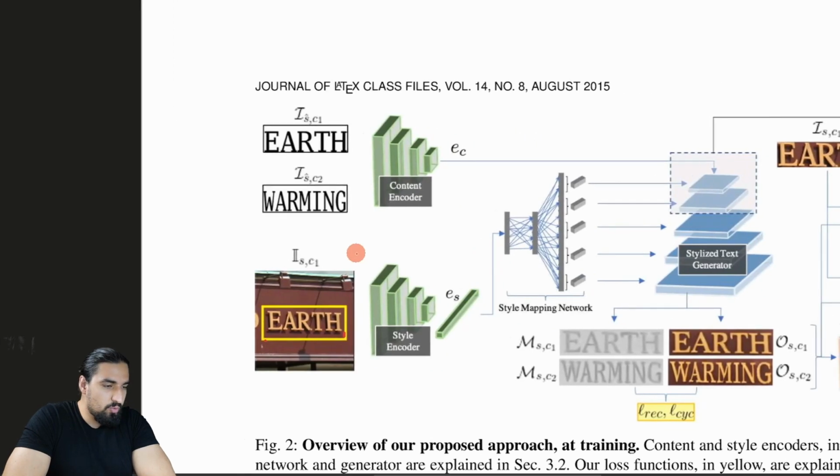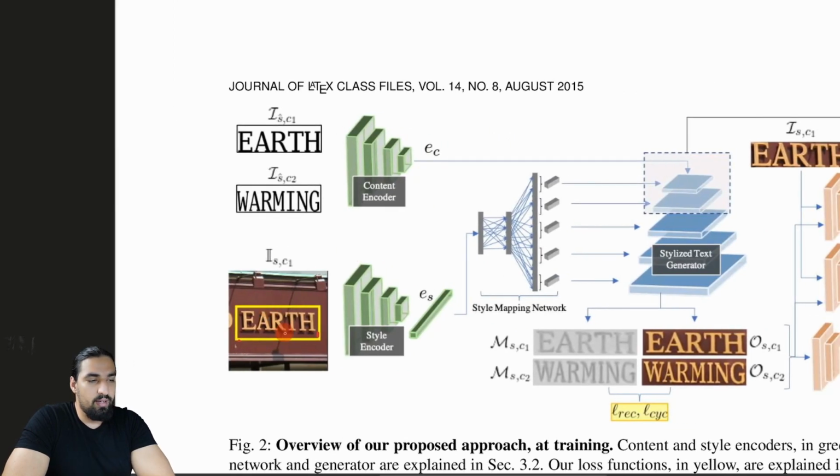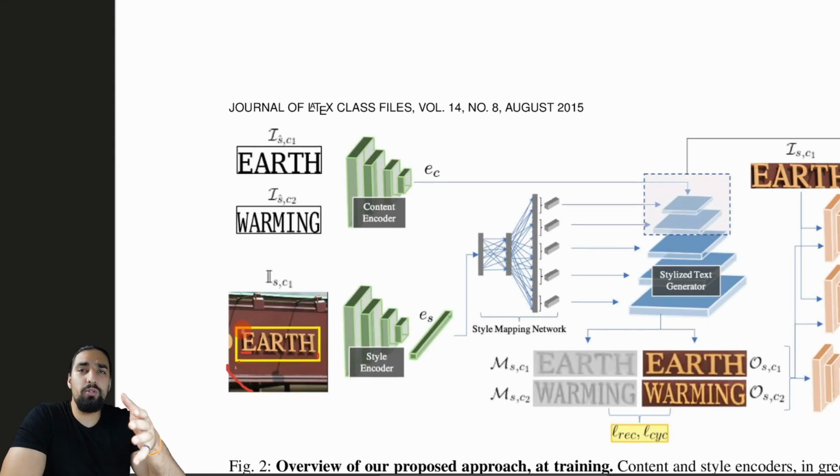So first things first, what they do is they take the image that has the style they want, and they crop it around the image word. So they put some context around the actual text that has the style they want. And that's one input. The second thing they do is they have a text which they want to render in the style from this image.